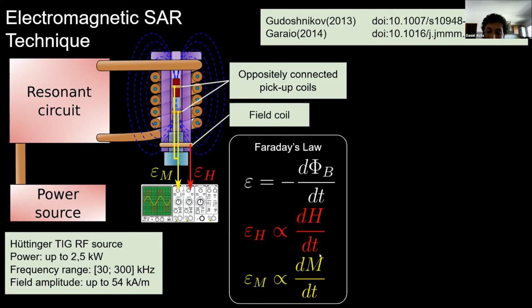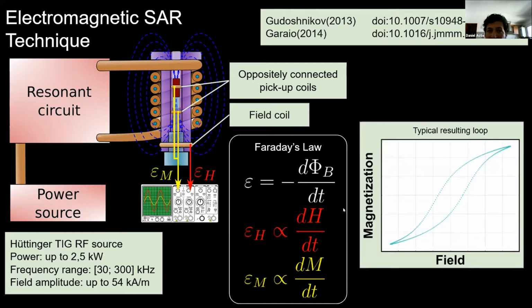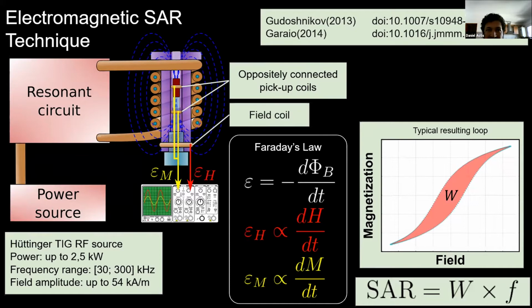Having both those functions of time, we can construct the corresponding hysteresis loop, where we have magnetization versus field, and the area, the surface enclosed by this loop, is the work done by the magnetic field on the nanoparticles, which is the same energy they will be releasing as heat to their surroundings. From here, we can calculate the SAR simply as work times frequency.